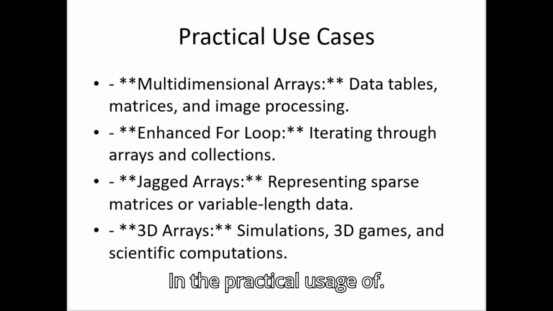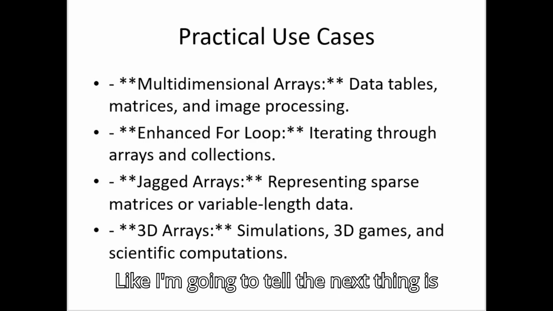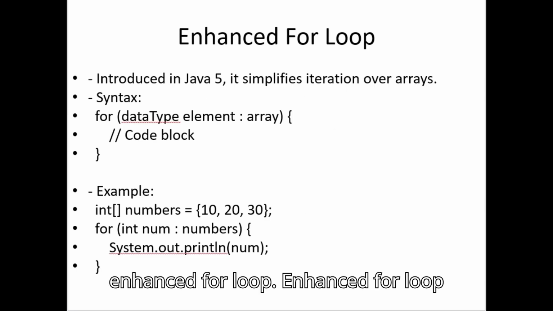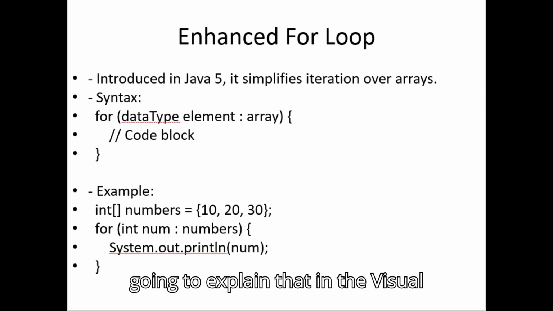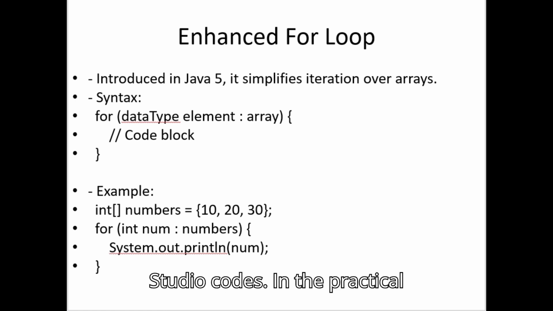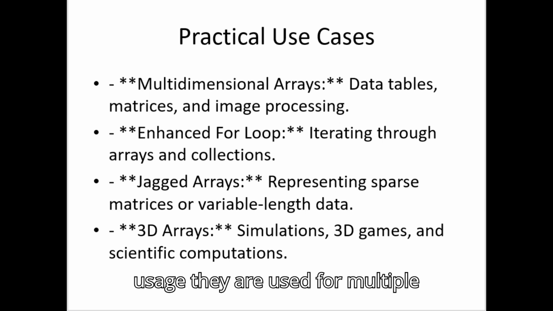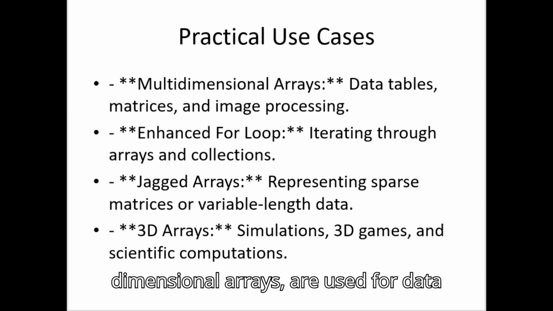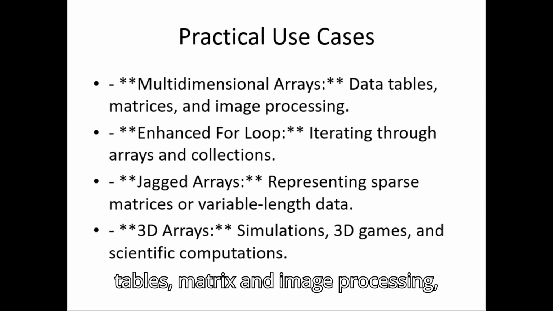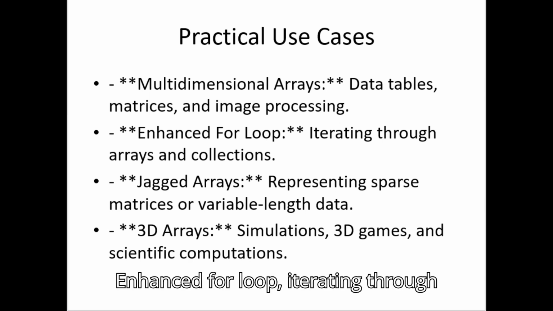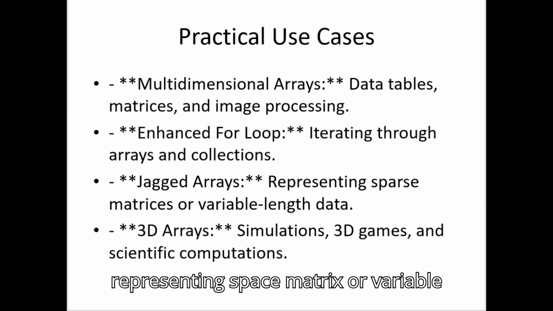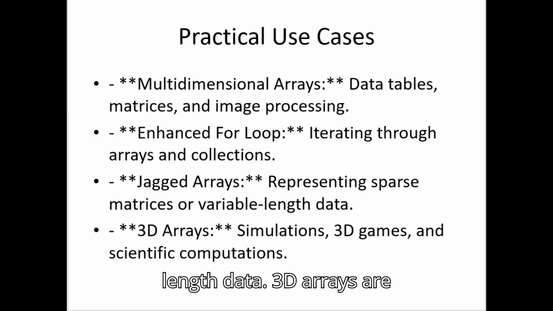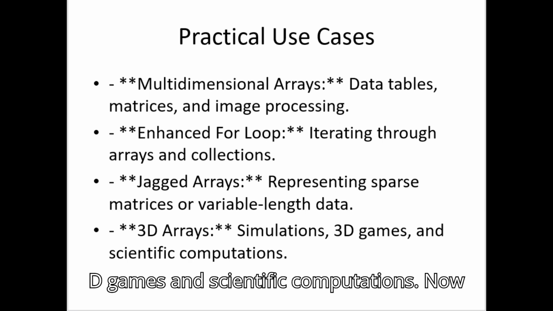The next thing is the enhanced for loop. The enhanced for loop is a simplification of a loop; I will explain that in Visual Studio Code. The practical usage: multi-dimensional arrays are used for data tables, matrices, and image processing. Enhanced for loops iterate through arrays and collections. Jagged arrays represent sparse matrices or variable-length data. 3D arrays are used for simulations, 3D games, and scientific computations.